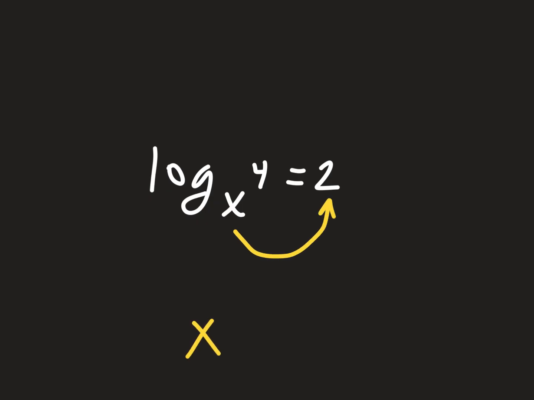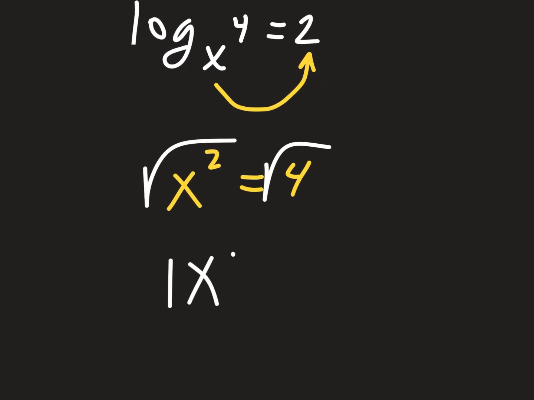X to the 2 equals 4. Square root, square root. Did you remember the absolute value and get two answers? Raise your hand if you did. Oh, it's only half of you. Boo. So easy to make that mistake, isn't it?